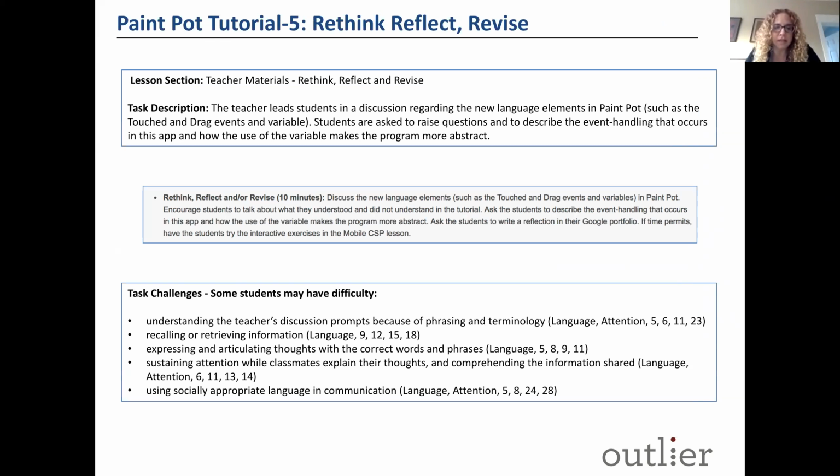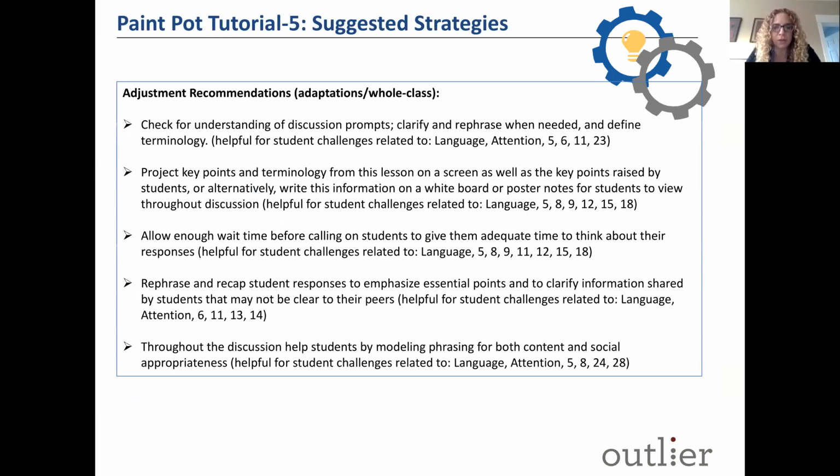Same thing here, basically. These types of things will be common in all group discussions: expressing themselves, sustaining attention while others explain themselves in ways that may not be easy to understand or might take longer, and using socially appropriate language. So the suggestions would be very similar to the initial one. You want to check for understanding, clarify, and rephrase.